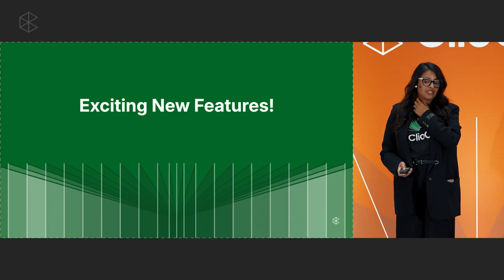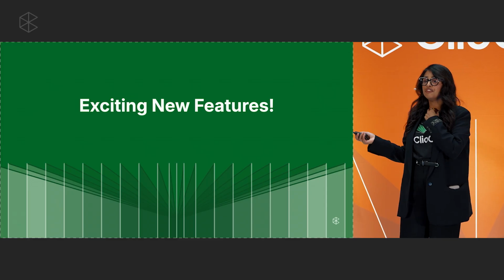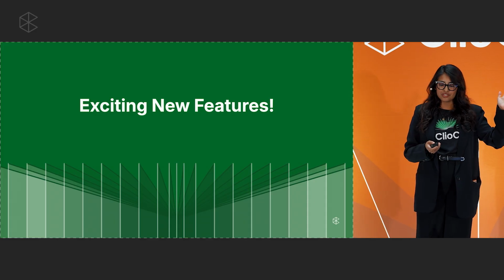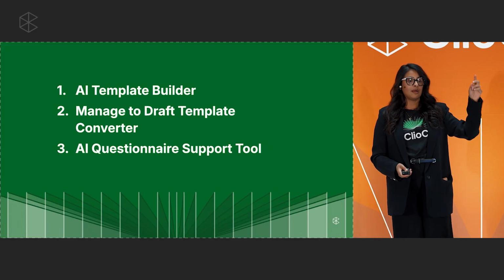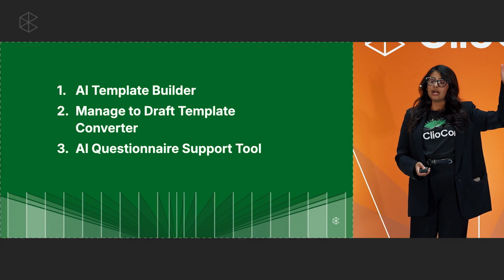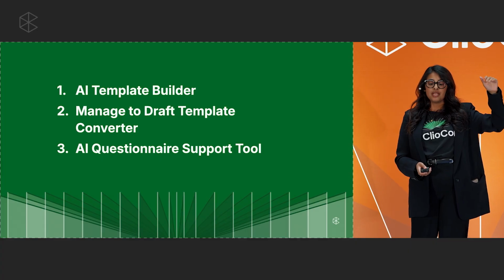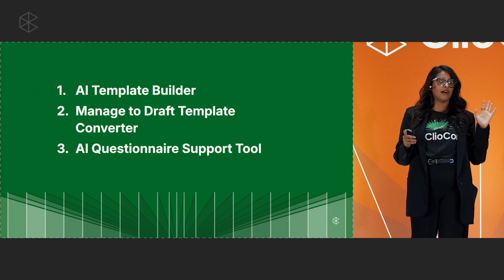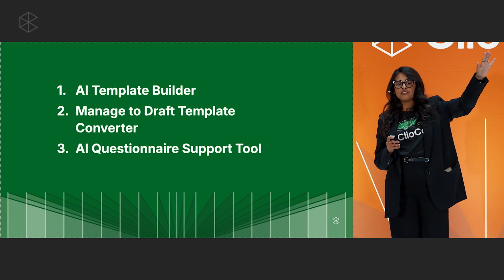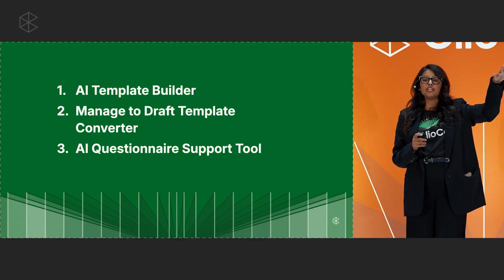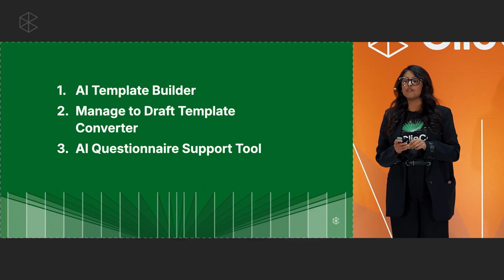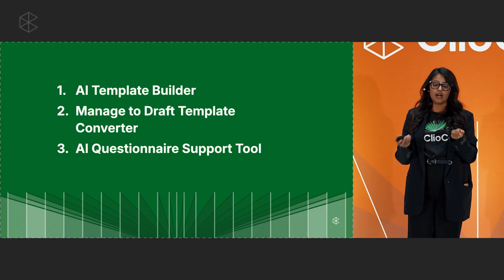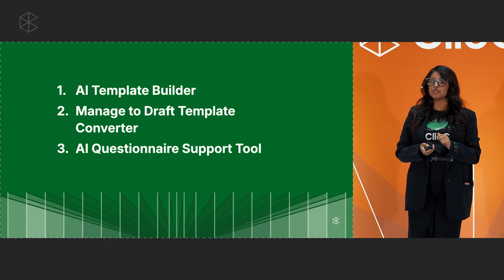So I did touch on some exciting news with some new features as I was going through. Jack also talked about this yesterday, but there are the AI template builder in Clio Draft, as well as a Manage and Draft converter that is coming. So if you have some merge fields and templates that you've created in Manage and you would like to push those over into Draft, there is going to be a converter tool and the AI questionnaire support tool as well.